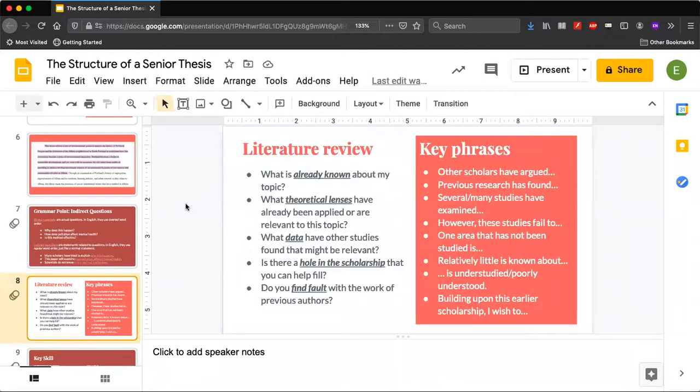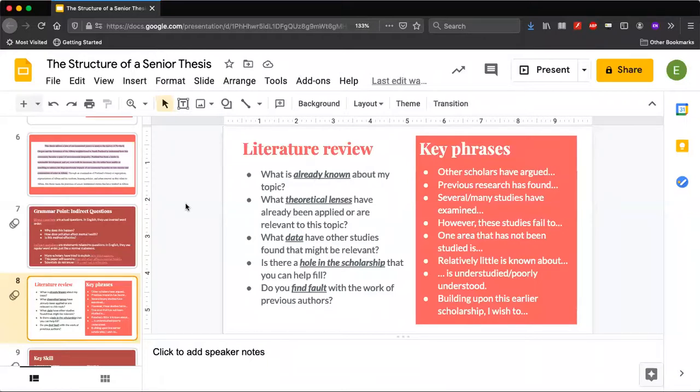So some questions to keep in mind for a literature review are, what is already known about my topic? What theoretical lenses have already been applied or are relevant to this topic? What data have other studies found that might be relevant? Is there a hole in the scholarship that you can help fill? Something that hasn't been researched, some aspect of this?